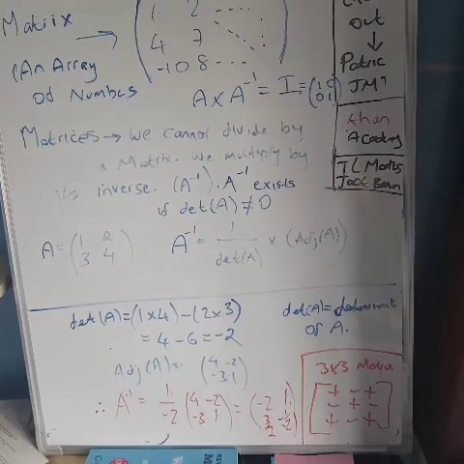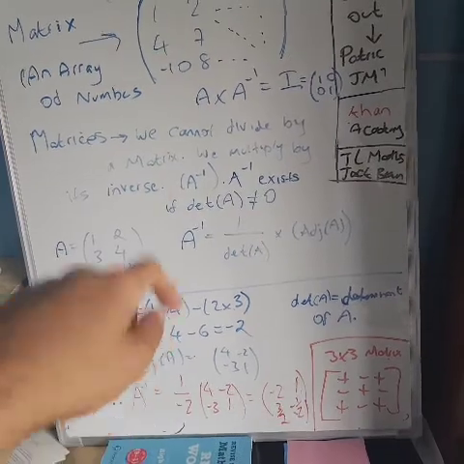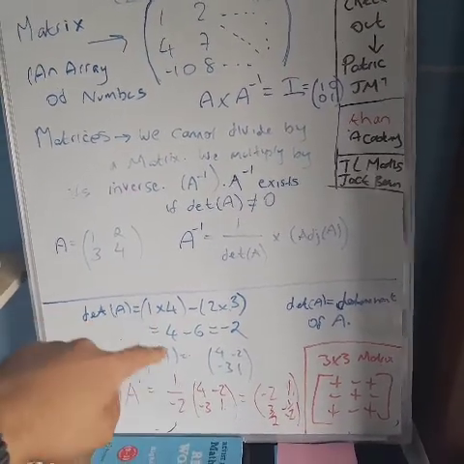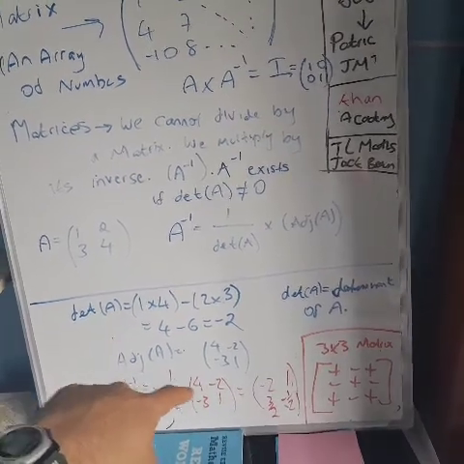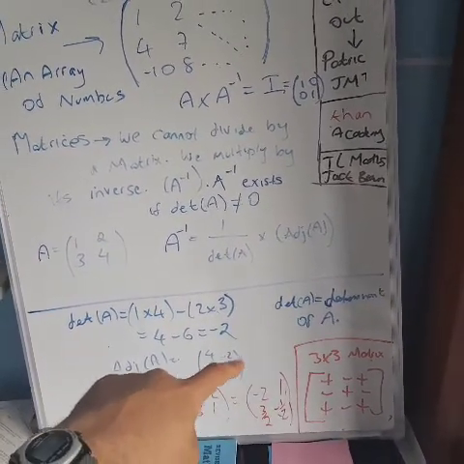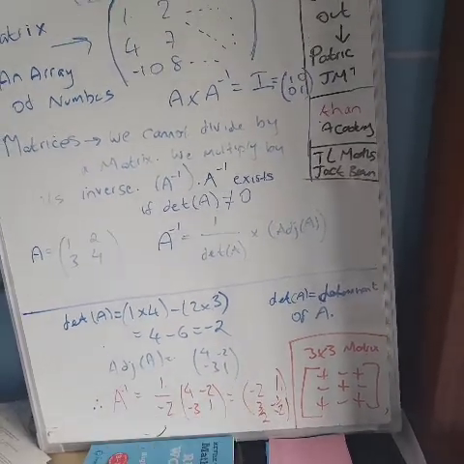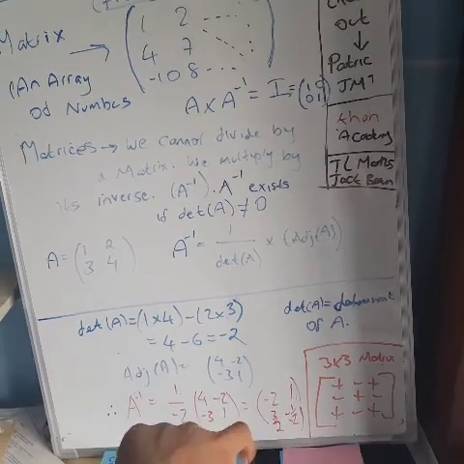So my answer here would be: A inverse is 1 over minus 2, and then it's going to be 4, minus 2, minus 3, 1. What I've done there is brought the minus a half into here, so I get minus 2, 1, 3 over 2, and minus a half. And that will be my answer. So that will be A inverse.